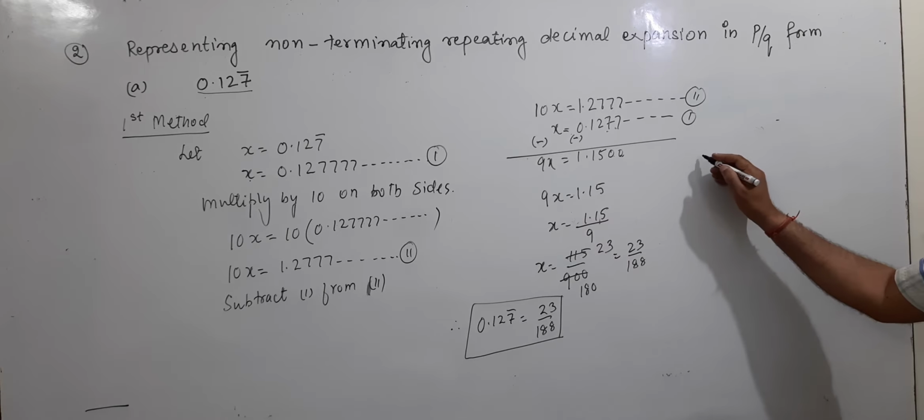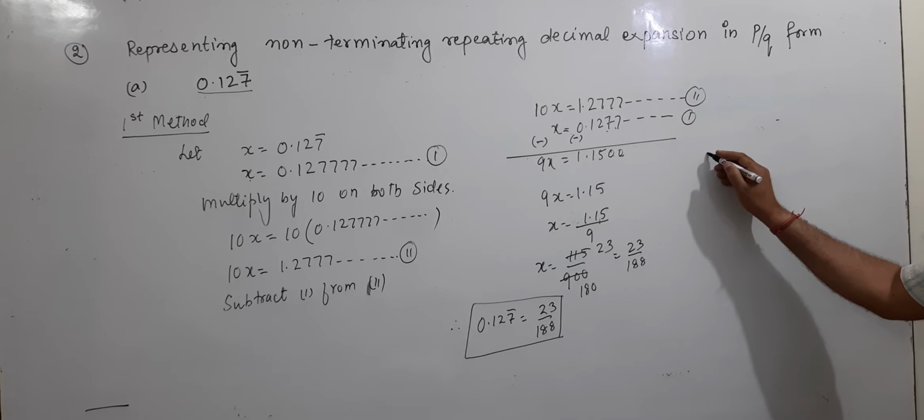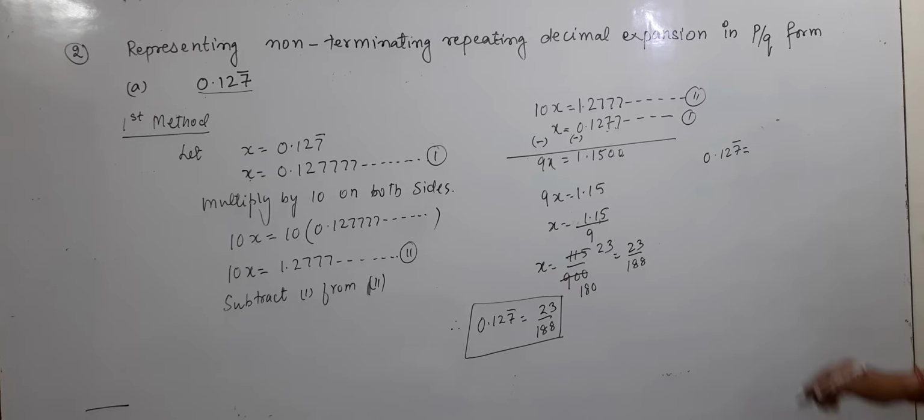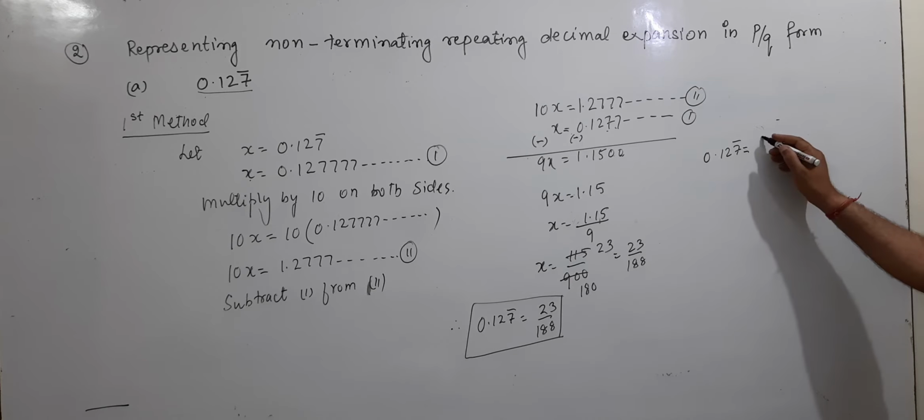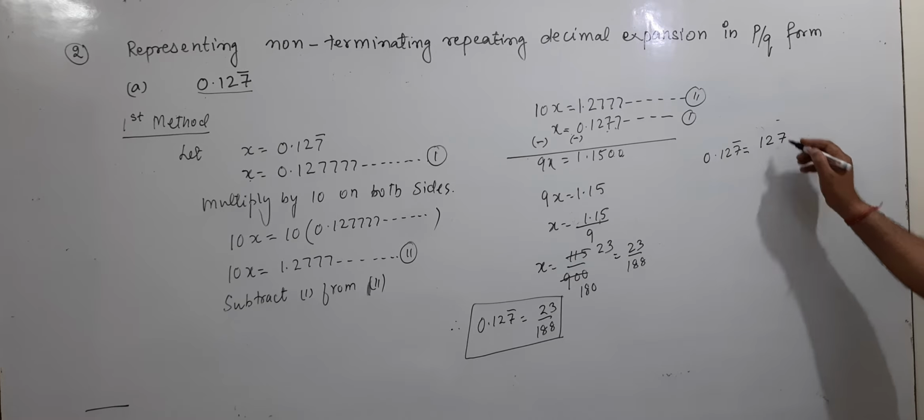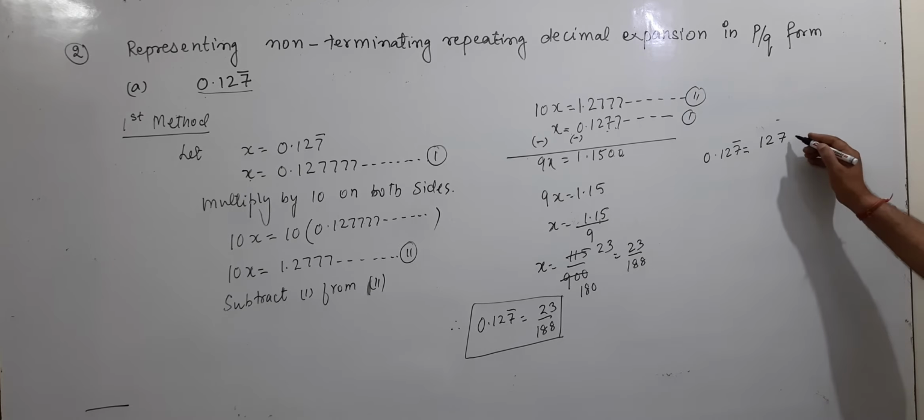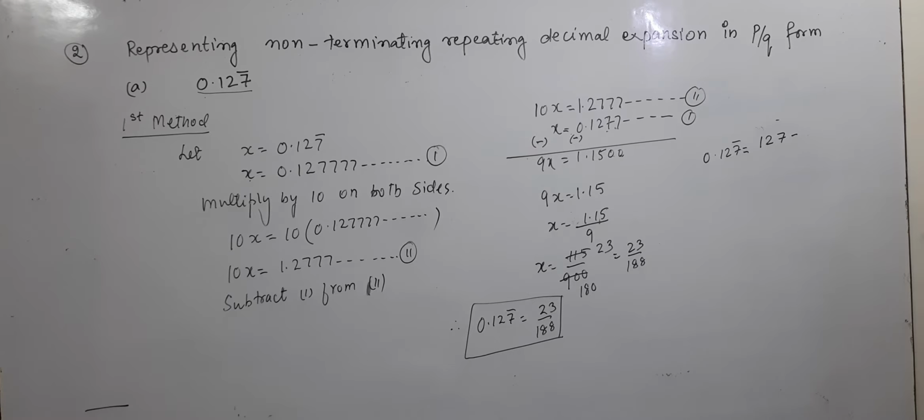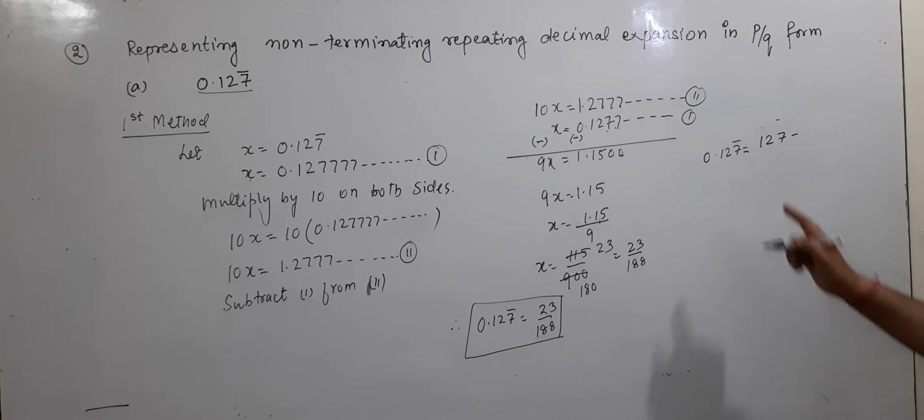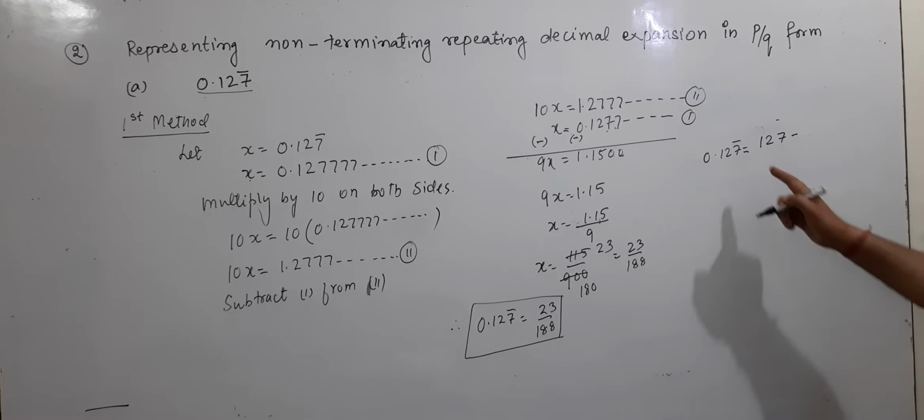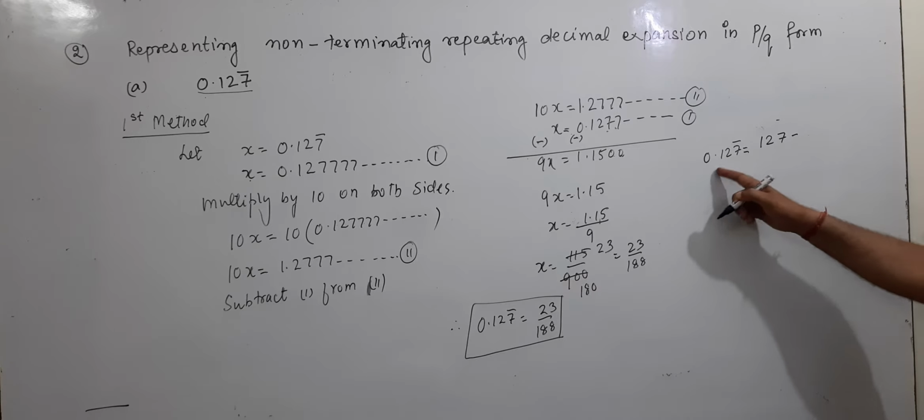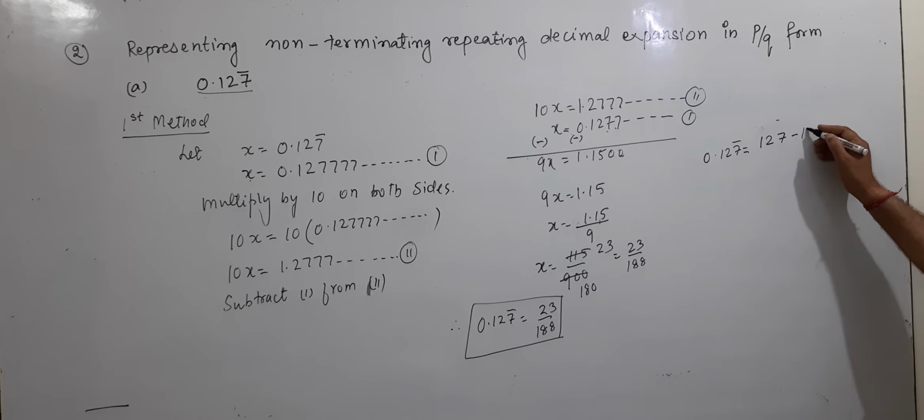Yesterday I told you, here is 0.127 bar, we have to check, is equal to what. I told you to write the complete number, and subtract the number which is not terminating, not repeated. The remaining number which is not repeated, we have to subtract, 12.